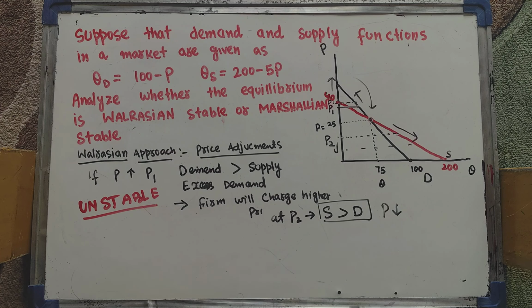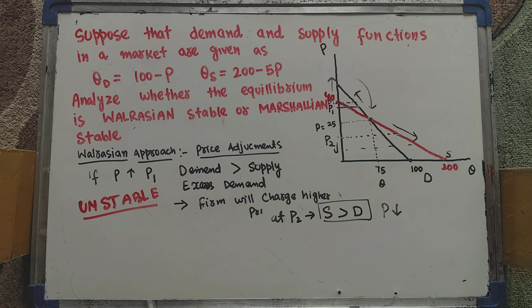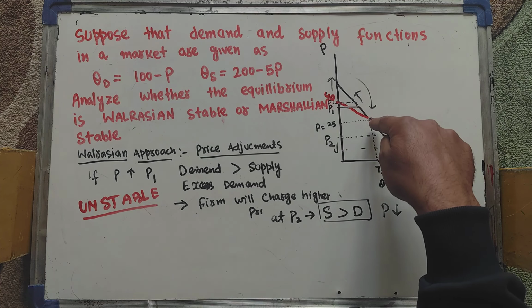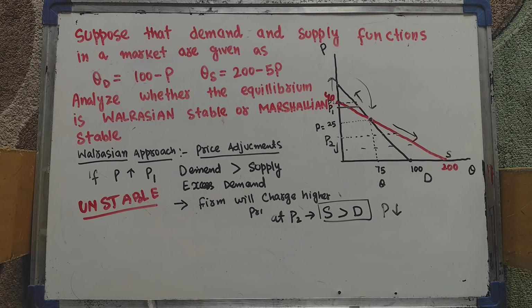But what about the Marshallian approach? So we see that the Walrasian approach works through price adjustments. When price is disturbed at P1, we are moving away from the initial equilibrium to P2, P3 and so on. So we are not going to the initial position of P, which would have given us the stable equilibrium.